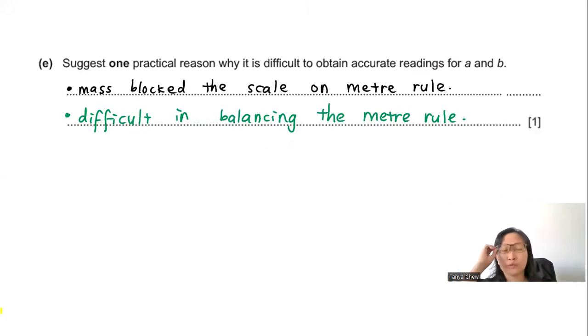And you might also want to give one of the reasons as difficulty in balancing the meter rule. So it is hard to make sure that the meter rule is balanced, because maybe one of the main reasons is because the meter rule itself is not uniform.